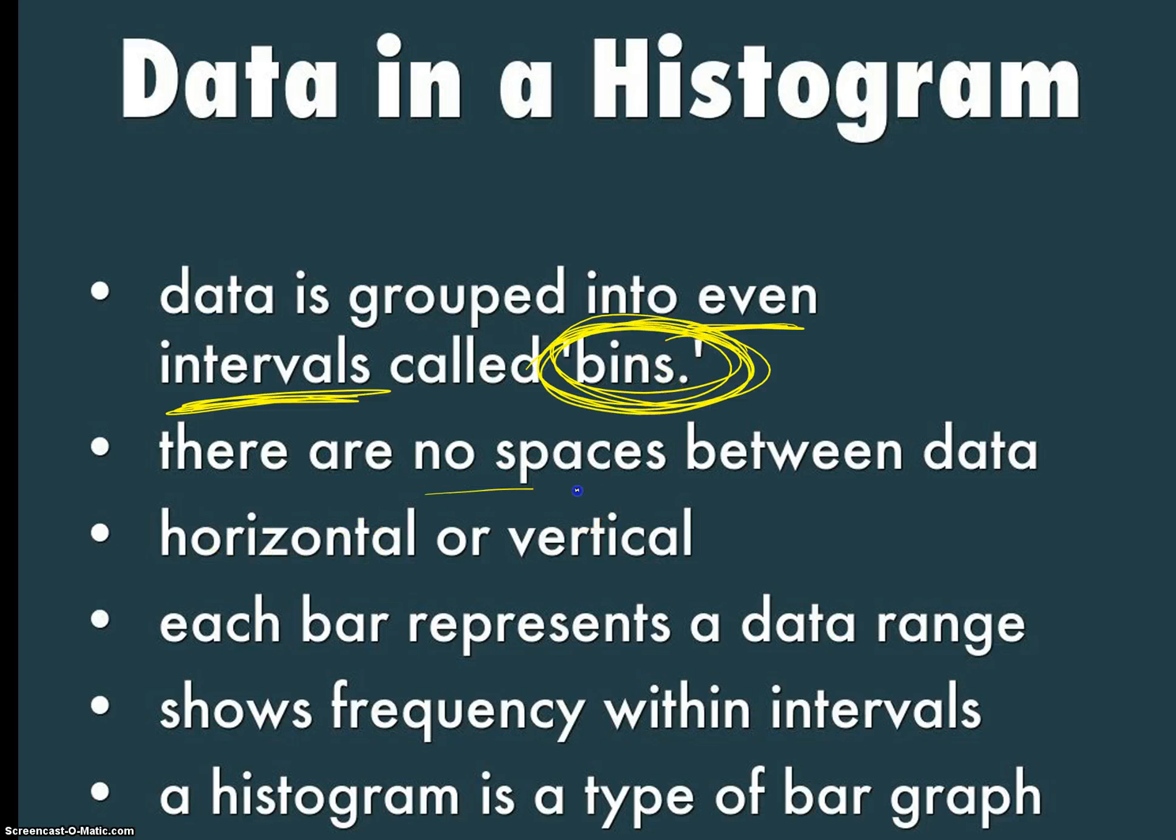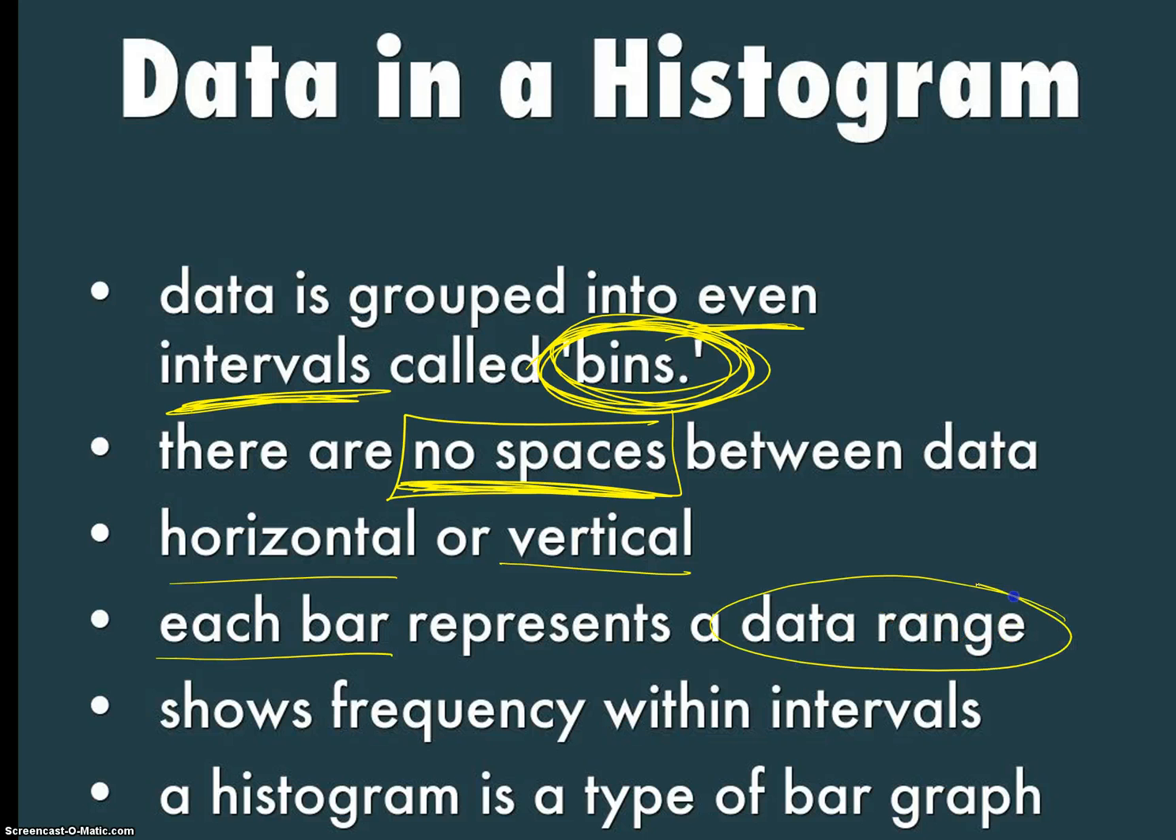There are no spaces between your data. They can be horizontal or vertical, and again, no spaces, so that means your bars are going to touch. Each bar represents a data range, again, a bin. So for example, if you had the numbers 1 through 5, every number that fell in between 1 and 5 would go in that bin. It shows frequency within intervals. You're going to want to create a frequency table or tally marks to keep track. And then a histogram is, again, a type of bar graph.